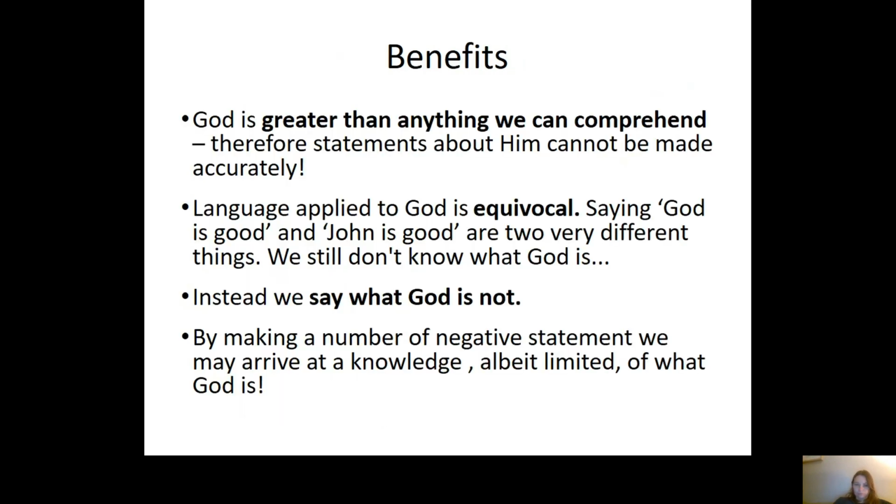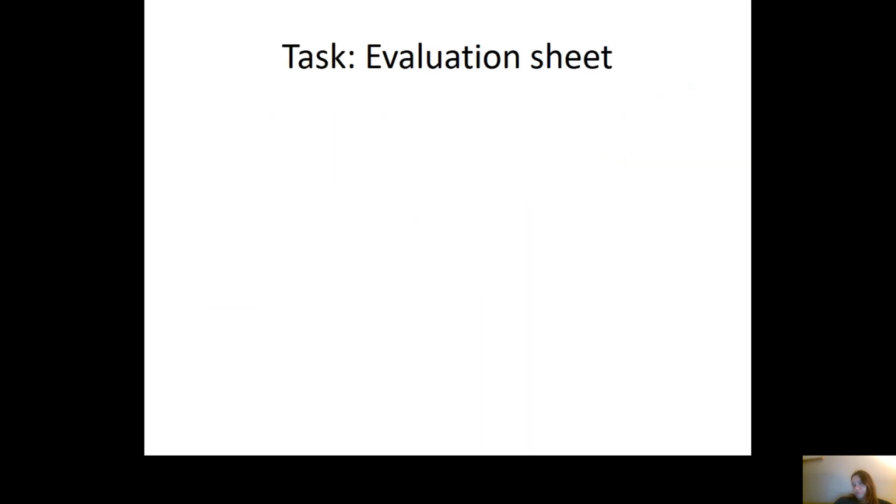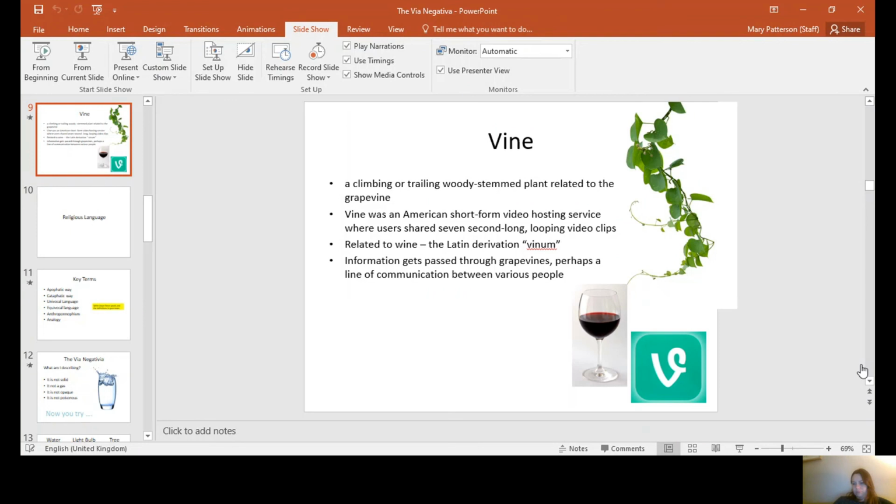Just going to let you read through these benefits. And for your final task, please, I'd like you to use that evaluation sheet. So you could print it out and then colour it in two colours, one that says things that are good about using the via negativa and one that says it is not useful. Up to you, or you could read it and make a table and write them down into two columns.